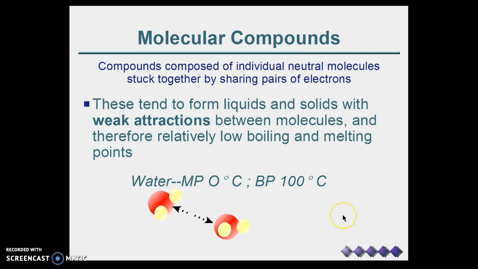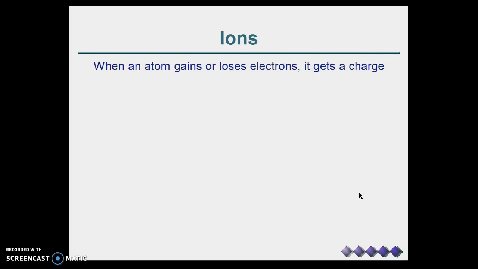Compounds tend to form liquids and solids with weak attractions between molecules, and therefore relatively low boiling and melting points. Water actually has a fairly strong attraction between molecules, and so it has a melting point of 0 degrees and a boiling point of 100 degrees. Many molecular compounds have much lower melting and boiling points.